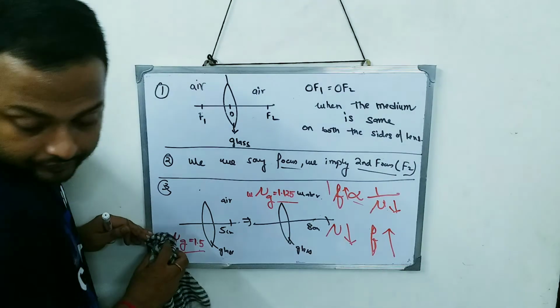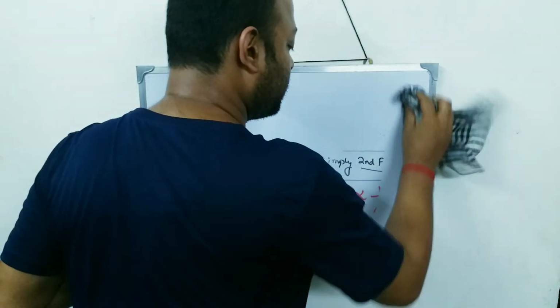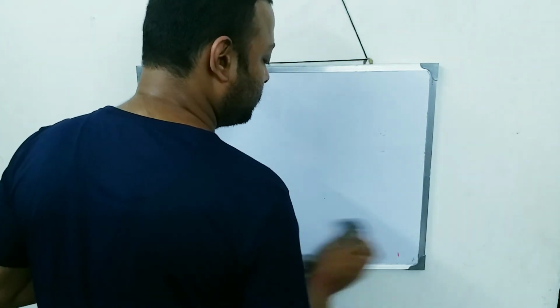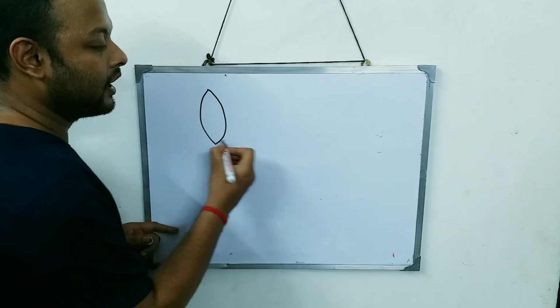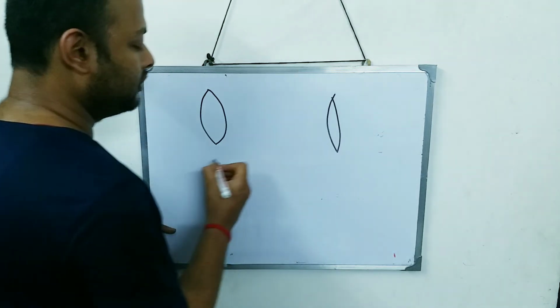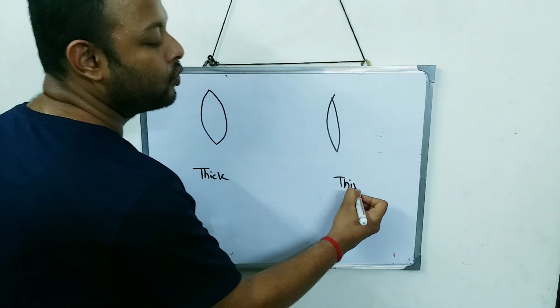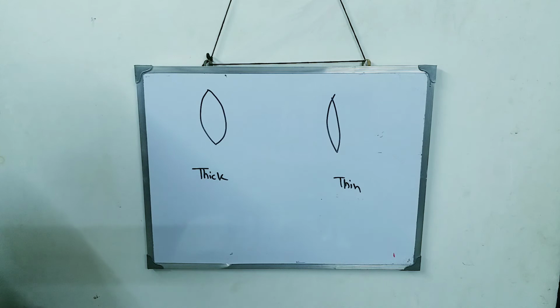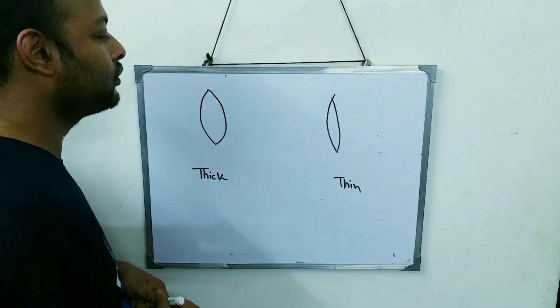Now, the second last thing. If I consider a thick lens and a thin lens, you can see this is a thick lens and this is a thin lens. Who will have a more focal length? Who will have a more focal length? To know that, we'll complete the diagram.